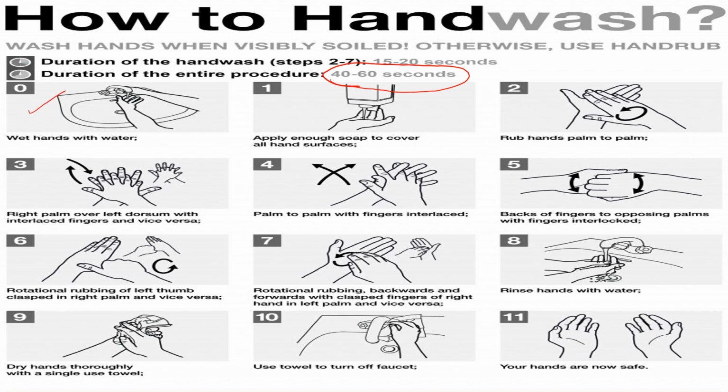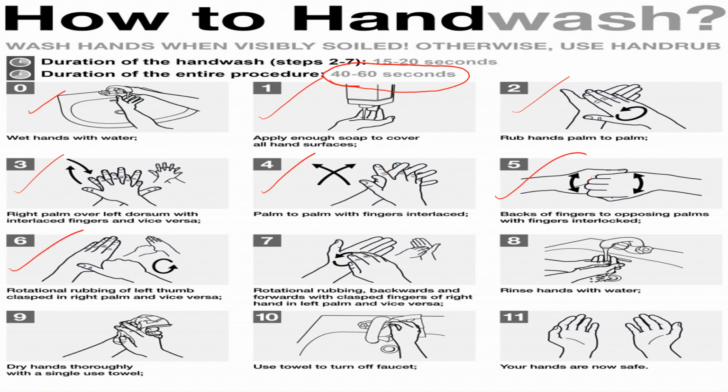First, wet the hands with water. Apply enough soap solution all over the hand surfaces. Rub the hands palm to palm. And next, right palm over the left dorsum with fingers interlaced, and vice versa. You have to do it with the other hand too. And next, palm to palm with fingers interlaced, so that the germs lodged between the fingers will be removed. And next, backs of the fingers opposing the palms with the fingers interlocked, which means the knuckles of the fingers have to be interlocked.